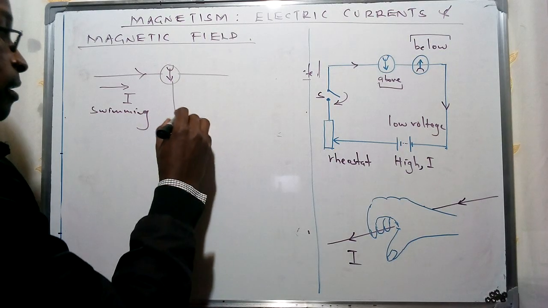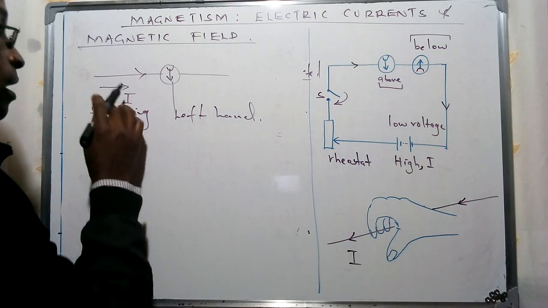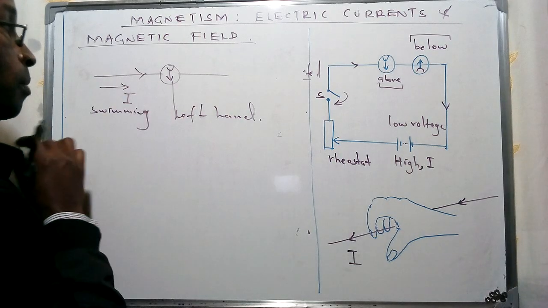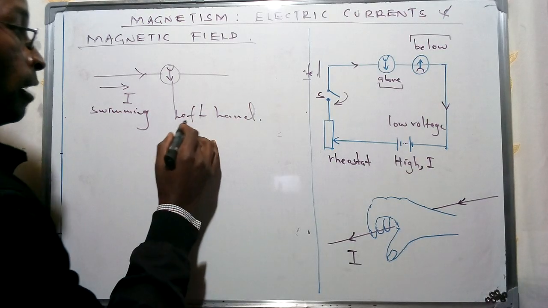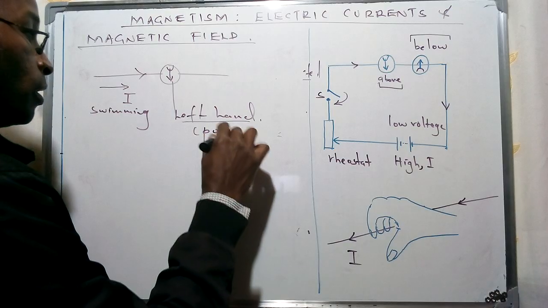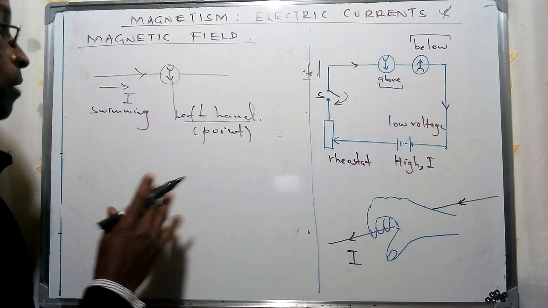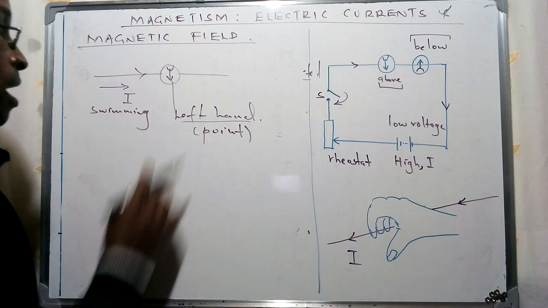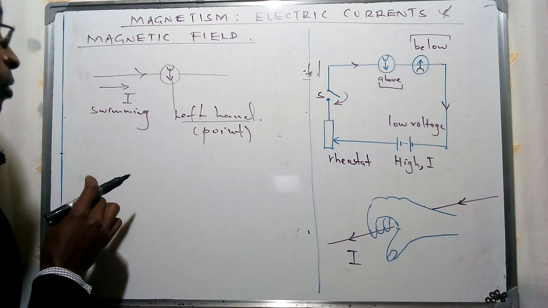So the left hand, if the person is swimming in the direction of this current and facing this plotting compass, then the left hand of this person is going to be facing the pointer or the north pole of this plotting compass. Therefore, that's going to be one of the ways in which we can identify the direction in which this compass is going to point.